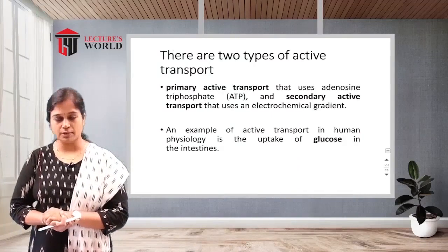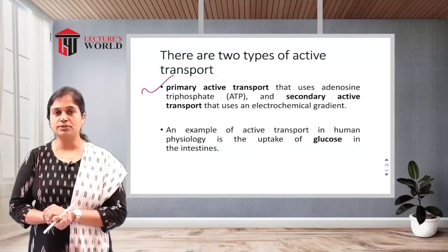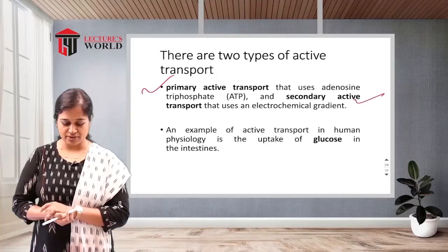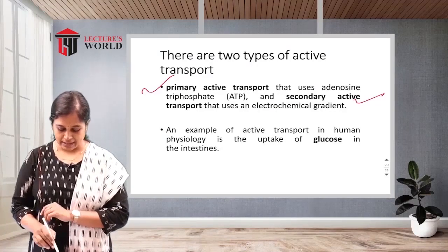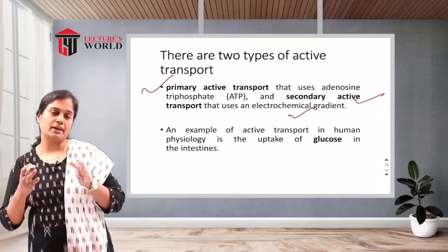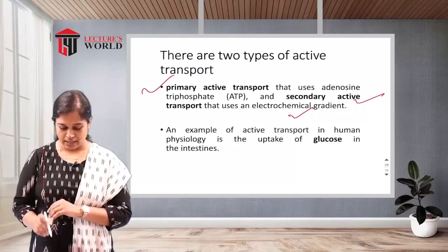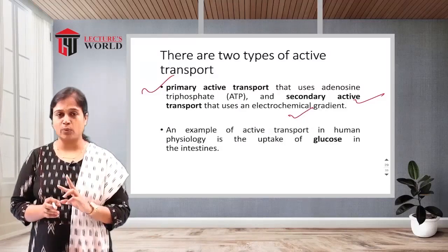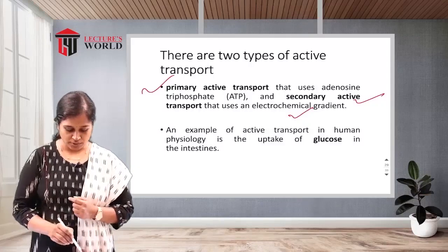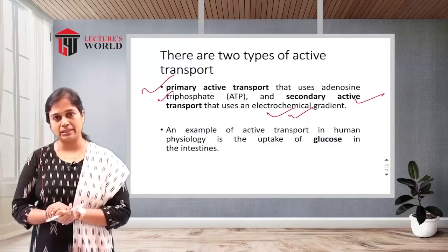Now there are two types of active transport. The first is primary active transport, which uses adenosine triphosphate, that is ATP, and the second is secondary active transport, which uses an electrochemical gradient. So active transport is again divided into two: first is the primary active transport and second is the secondary active transport. Both use energy in a different way. The primary active transport uses ATP, whereas secondary active transport uses an electrochemical gradient.